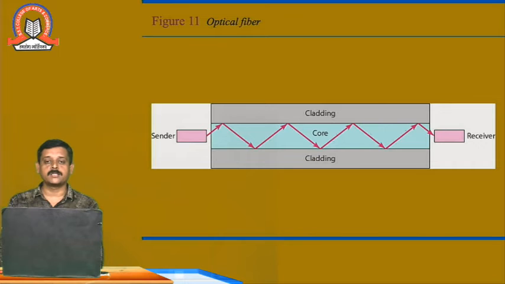As you can see, a sender sends data in the form of light or lasers. That data is shot at a certain angle, most probably a 45-degree angle, and it is reflected at the core surface due to the high density cladding. The ray continues, the data transfer continues in the form of rays, and it is received at the receiver end.